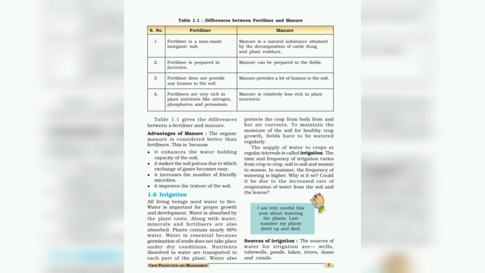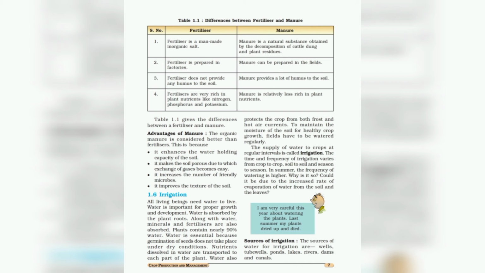Water is absorbed by the plant root. Along with water, minerals and fertilizers are also absorbed. Plants contain nearly 90% water, and water is essential because germination of seed does not take place under dry condition. Nutrients dissolve in water and are transported to each part of the plant. So water also protects the crop from both frost and hot air currents.